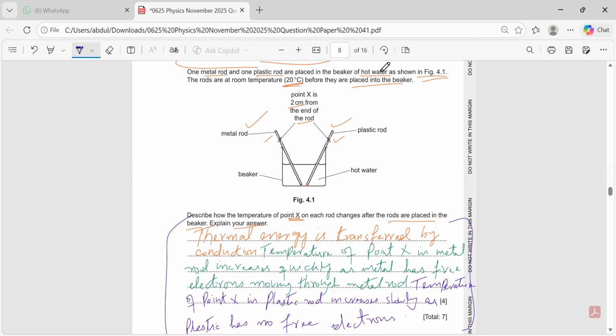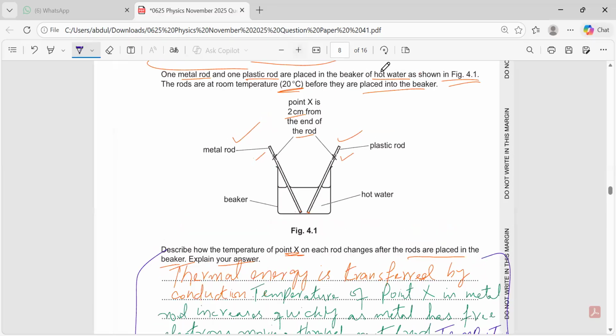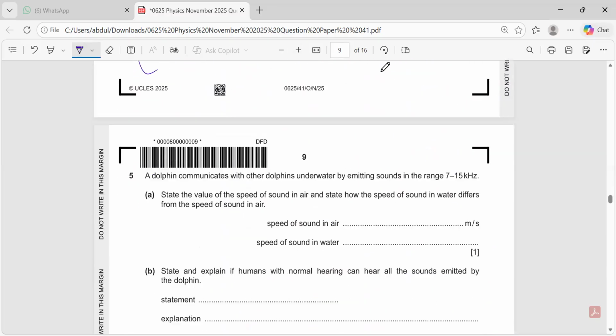Anybody having any doubt, any query, feel free, you can ask me. But in the meanwhile, I will be moving to the next question.